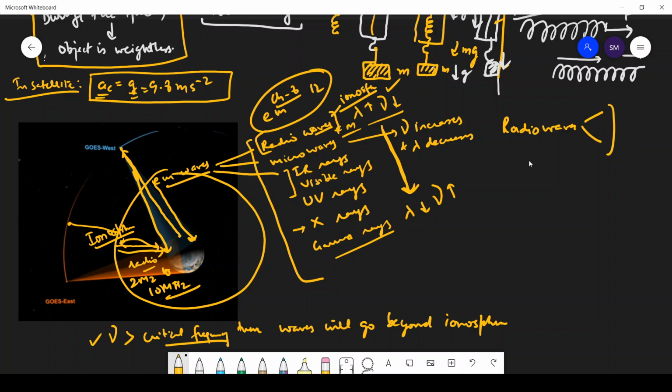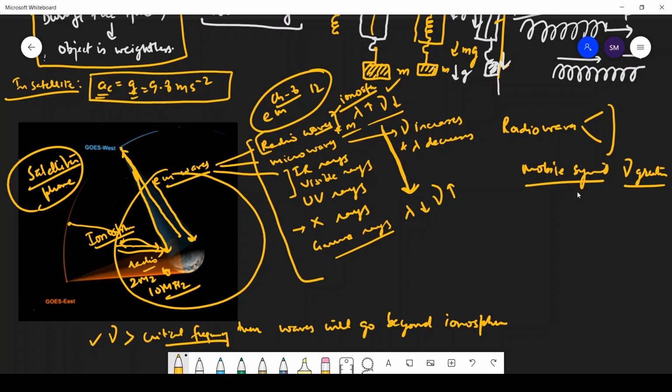And then you have your mobile signals. Mobile signals have greater frequency than radio waves, and they will not be reflected by the ionosphere. So they will go to the satellite. So we have satellite phones, I think you have heard. We have satellite phones also. So the main thing is that radio waves are reflected back by the ionosphere.